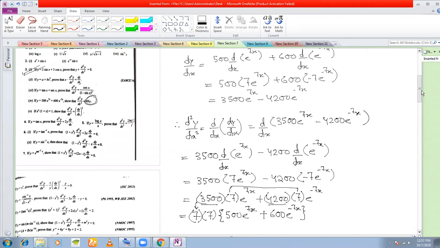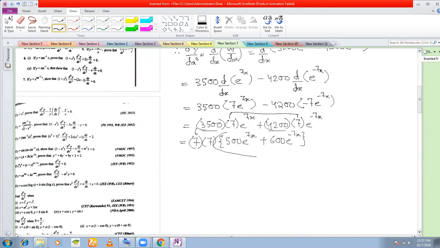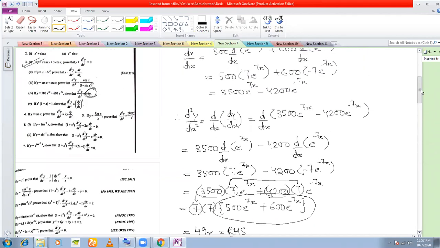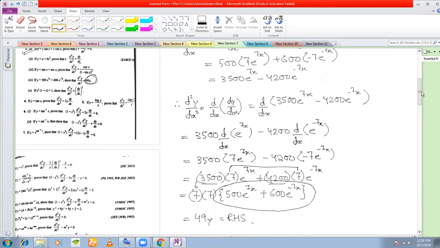And what was my y here? What was y given here? This was my y. y is equal to 500 e to the power of 7x plus 600 e to the power of minus 7x. Have I got y back? Yes, sir. So this is equal to 49y, equal to RHS. Done. Okay, so you need to keep an eye on what you need to prove. That will help you.